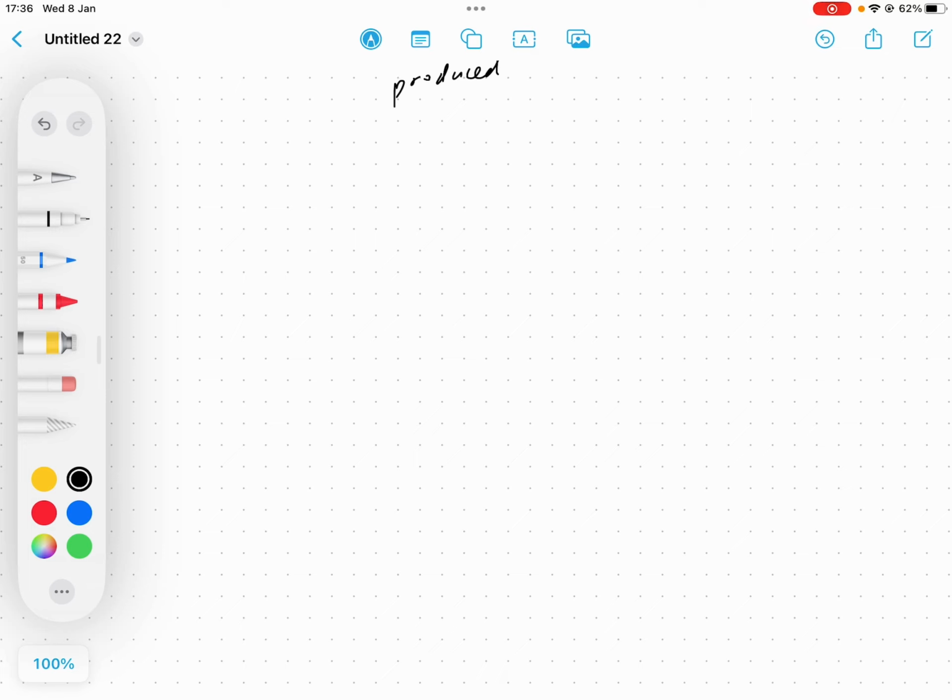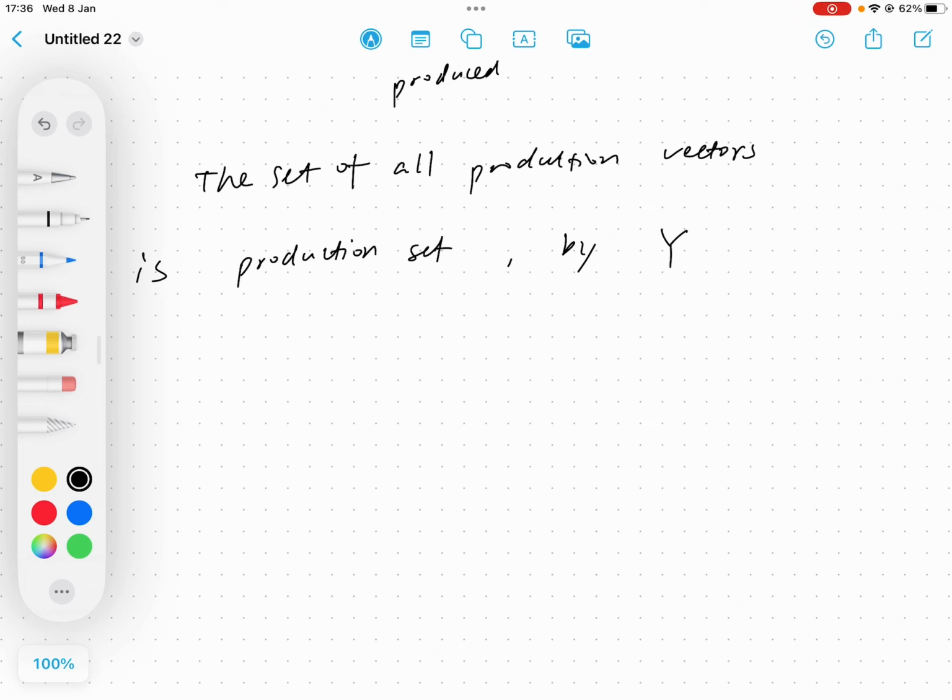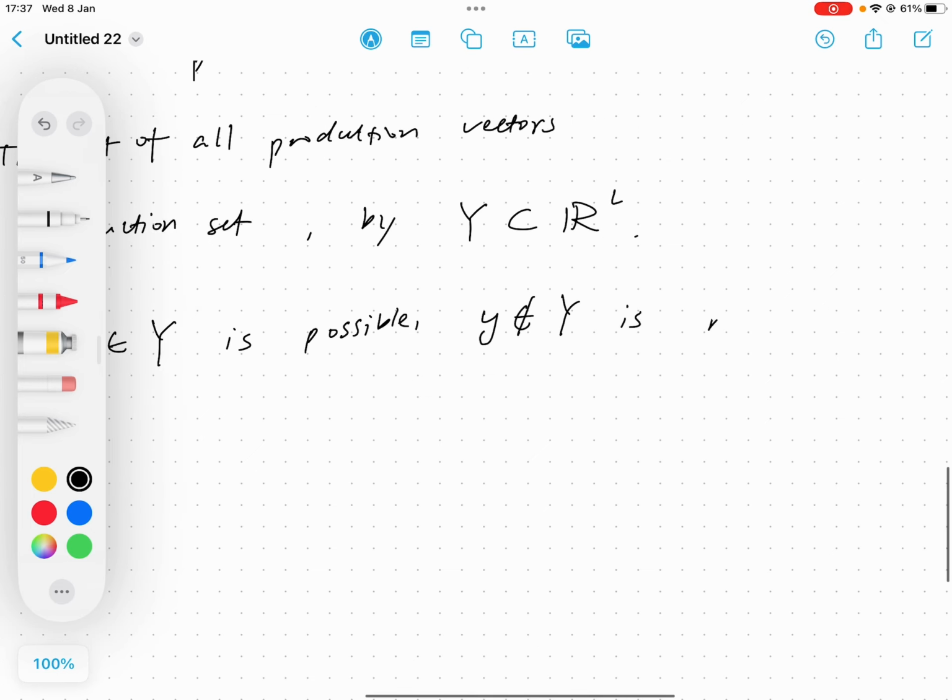So that'll be an element in the production set. Okay, so we're gonna define the set of all those production vectors that constitute feasible plans for the firm as the production set. Okay. And which is written as capital Y. So therefore it has to be a subset of R^L. Okay. So we say that any element y in this Y is possible or feasible. Okay. And if y is not in the set Y, then that is not possible. Okay. Good.